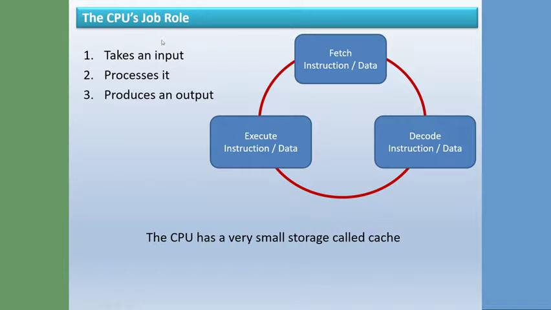So the CPU's main role, it takes our inputs, it processes it, and it produces an output. It's this key piece here that processes it, which is what this diagram here is explaining. This is the fetch execute cycle. So it fetches, it decodes, it executes. It fetches, it decodes, it executes. It may do this billions of times a second, depending on the speed of the CPU. Okay.